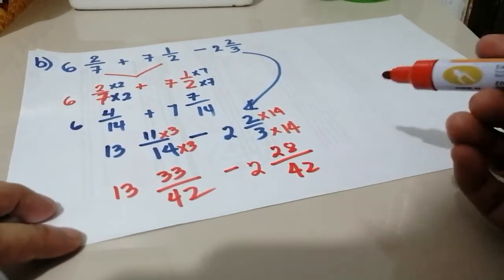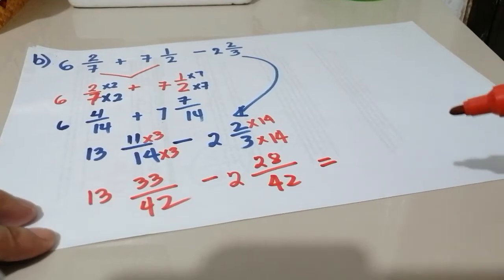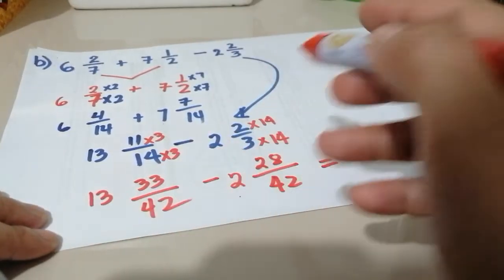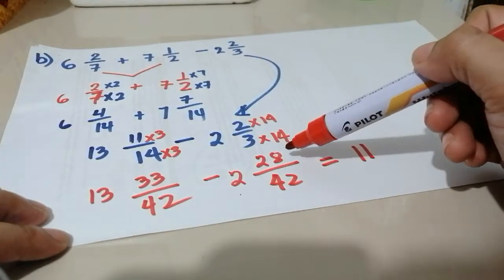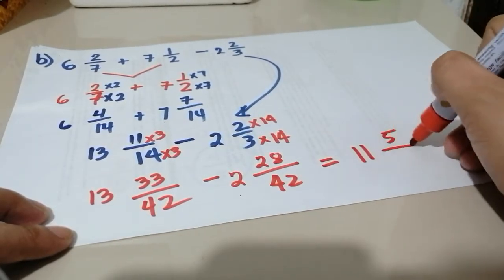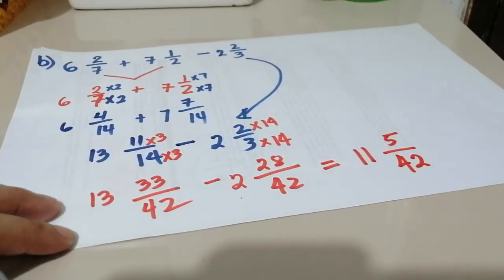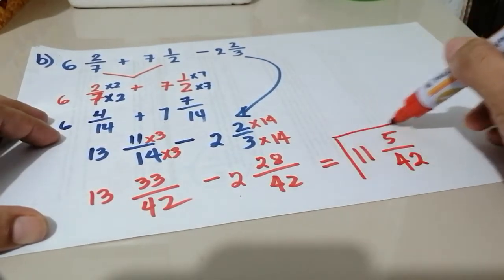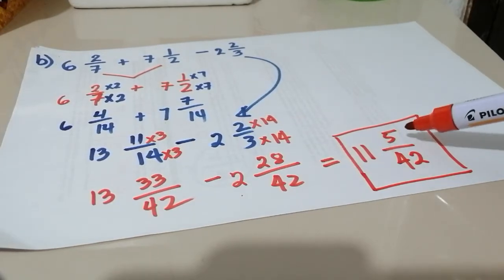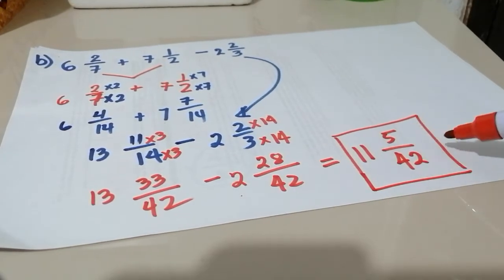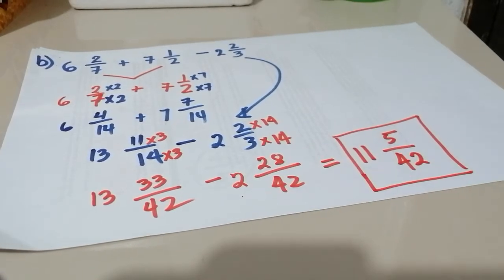Okay? So, since yung denominator nila is already similar, then we just need to subtract. 13 minus 2 is 11, and 33 minus 28 is 5, and then kokopyahin lang natin yung 42 dito. Okay? So, the final answer will be 11, 5 over 42. So, yung 5 over 42 is already in simplified form. So, hindi na natin siya kailangang i-simplify. Okay, so this is the final answer already.